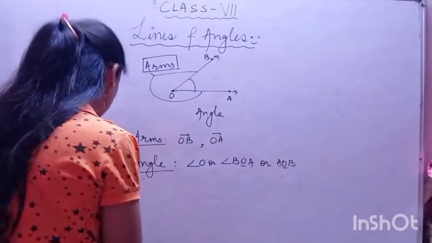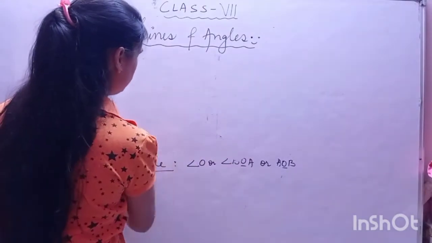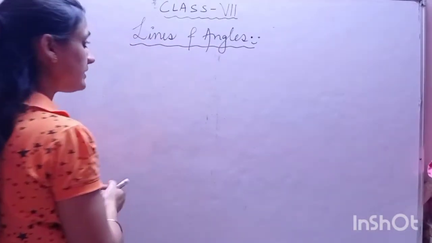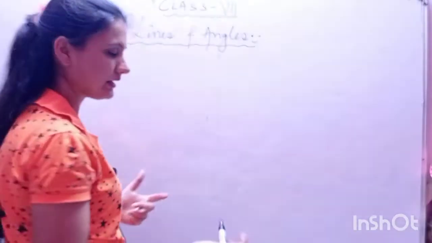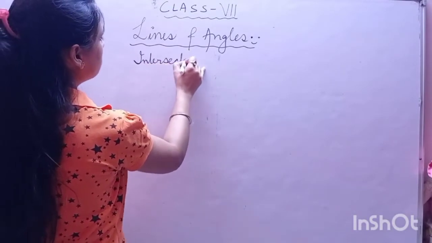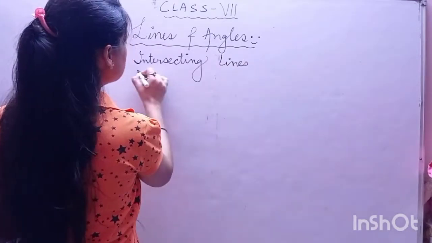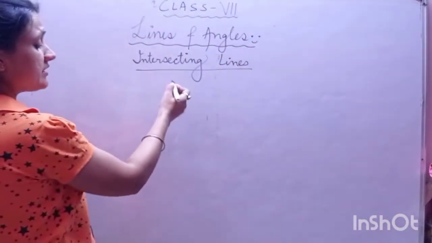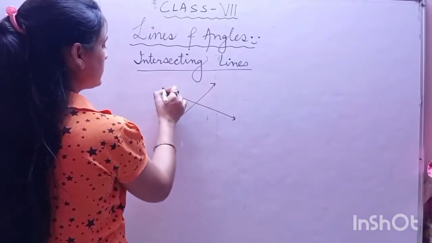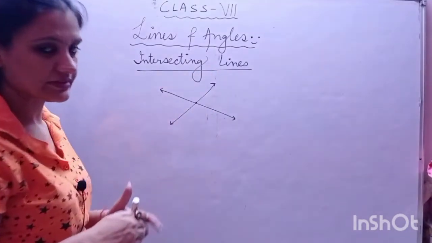Okay, now next, I'm going to explain to you the intersecting lines and parallel lines. So let us understand intersecting lines. What are intersecting lines? By the name itself you can find out, which intersect each other, right? Which intersect each other or cut each other at a point. We call them intersecting lines.